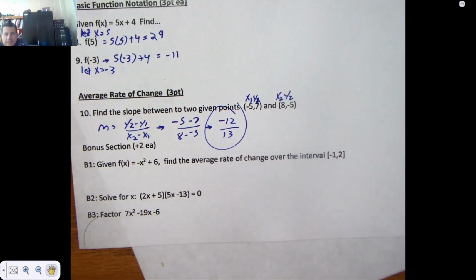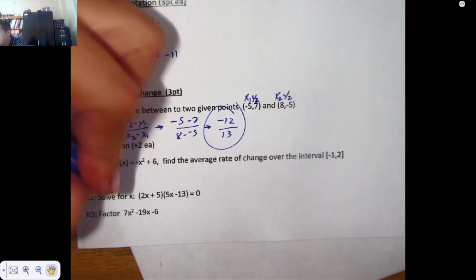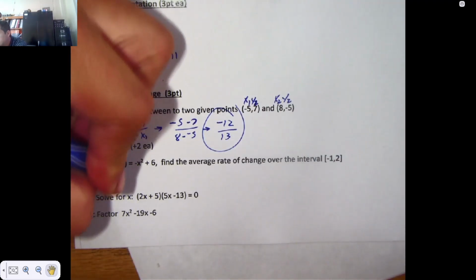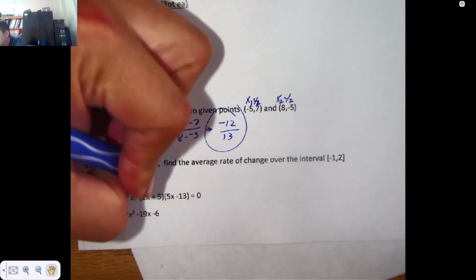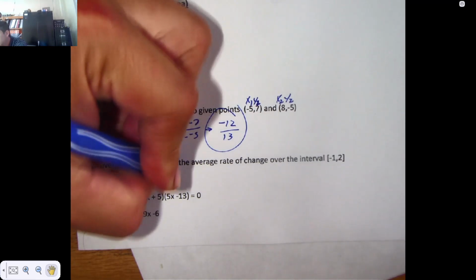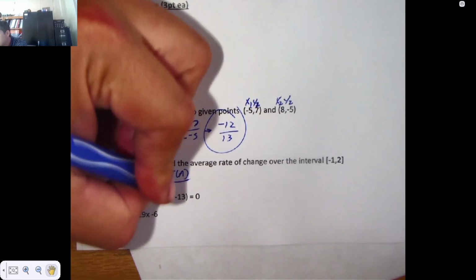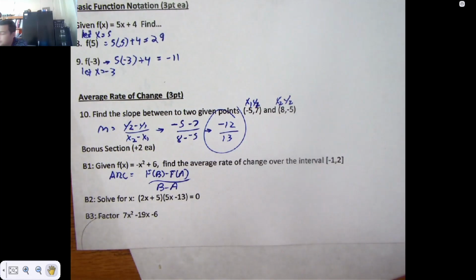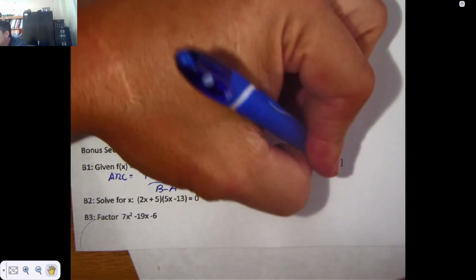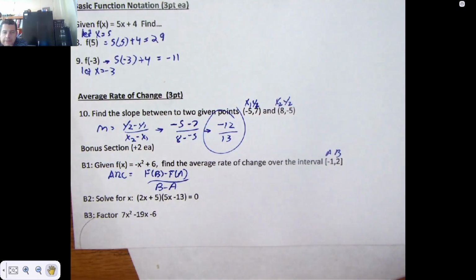Given that f of x is negative x squared plus 6, find the average rate of change over the interval negative 1 to 2. There'll be some kids that miss this, that try it and miss it just because of sign mistakes, because of where that negative symbol is. So your little formula for average rate of change is f of b minus f of a, sitting pretty over b minus a. That's the average rate of change formula. And a and b come from this interval right there. They are x values. This is actually the slope formula.